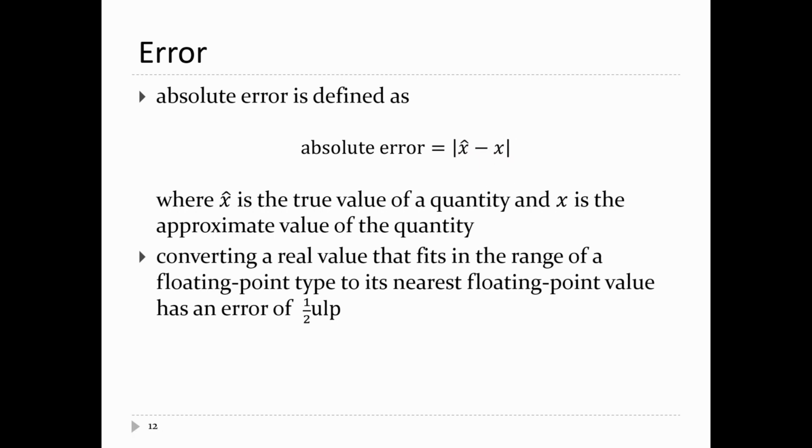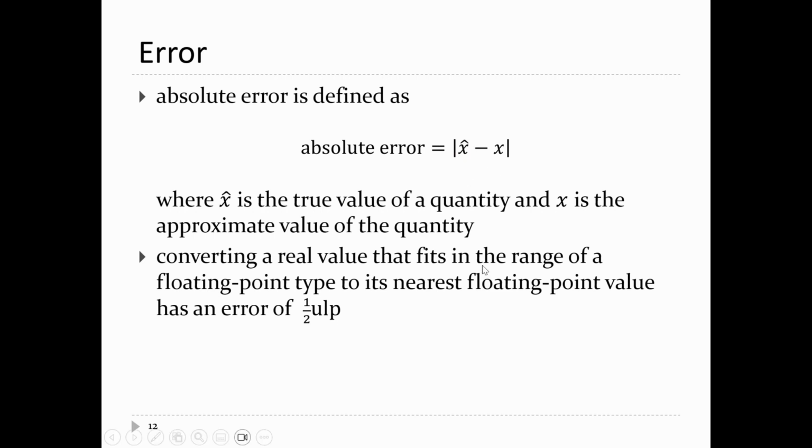So for example, if someone wrote down the number 10001, that would be their true value, but their floating point value would just be 10,000. And so there would be an error of, sorry, there'd be an error of 1 in that case. The absolute error would be measured as 1.